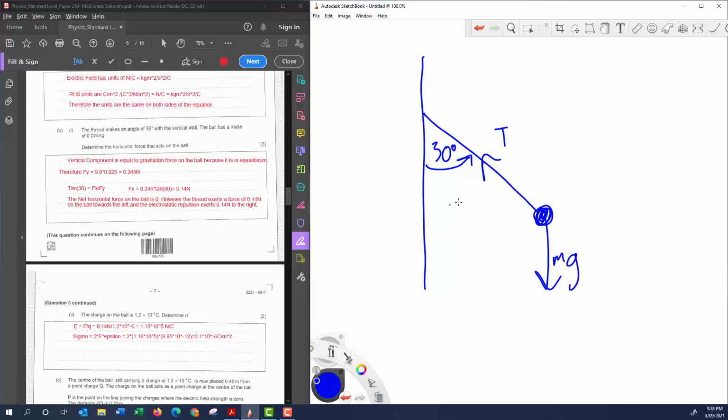And then the charge is being pushed away from this wall because this is positively charged over here. This has got lots of positive charge on it, and this has got some positive charge on it as well.